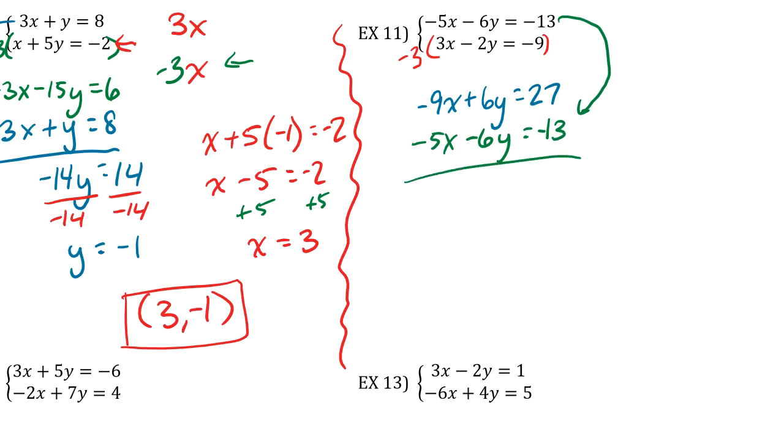All right, so if we add them up, negative 9x minus 5x is going to get us negative 14x. 6y minus 6y, again, that's canceling like we want, equals 27 minus 13 is 14. We can divide both sides by negative 14. We get x equals negative 1.